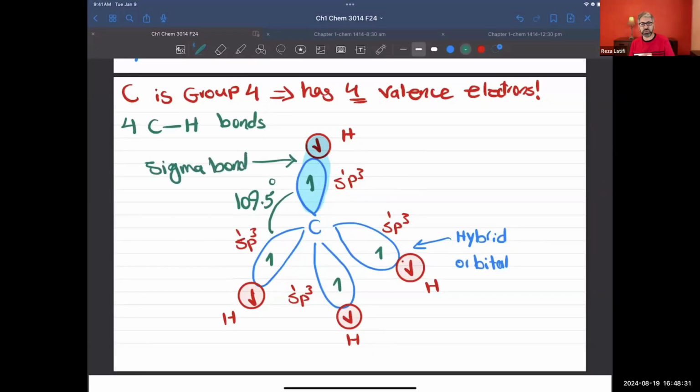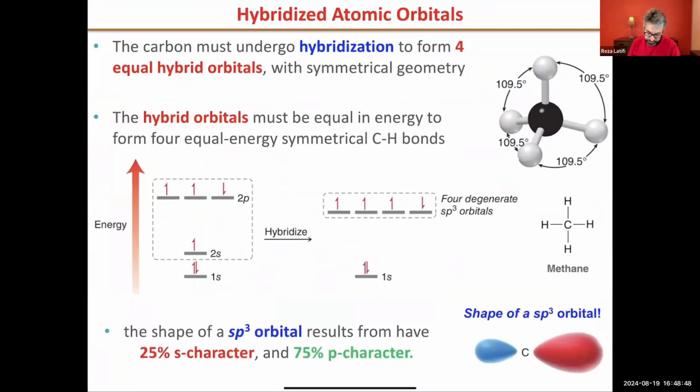Okay, so that's the way you get the hybridization for a compound like CH4 and answer why the bond angle is around 109. Okay, so let's move on and practice more examples.